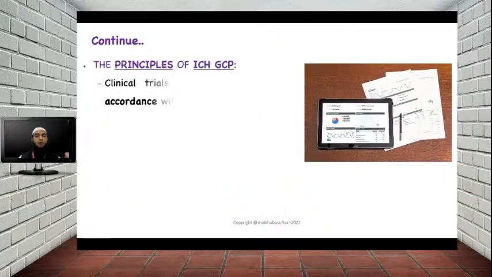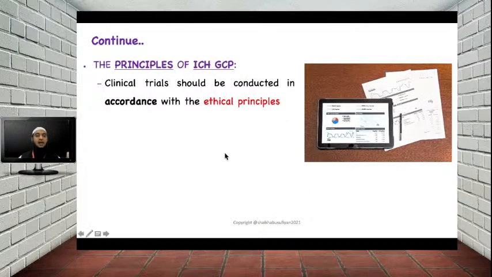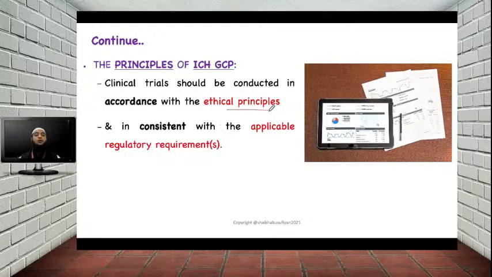The principle of the ICH GCP is that the clinical trial should be conducted in accordance with the ethical principles. We have seen a total of 10 ethical principles as per the revised Belmont report. Now your ICH or GCP guidelines also say that the clinical trial should be conducted in accordance with the ethical principles. You have to follow the ethical principles during the conduct of the trials, and also be consistent with the applicable regulatory authority. Now this regulatory authority may change from country to country, right?